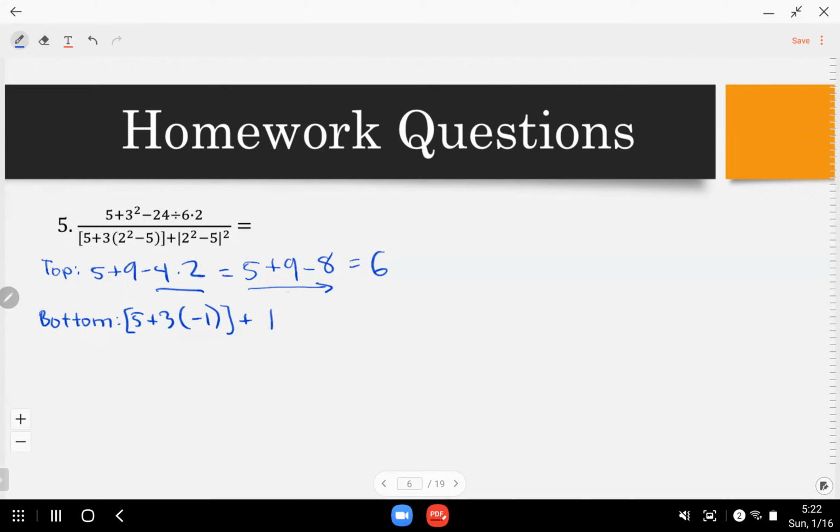Now with these other brackets, remember to do multiplication first. You get negative 3. 5 minus 3 is 2. So 2 plus 1 is equal to 3. And then don't forget, we need to divide these. After you divide these, that's going to be equal to 2.